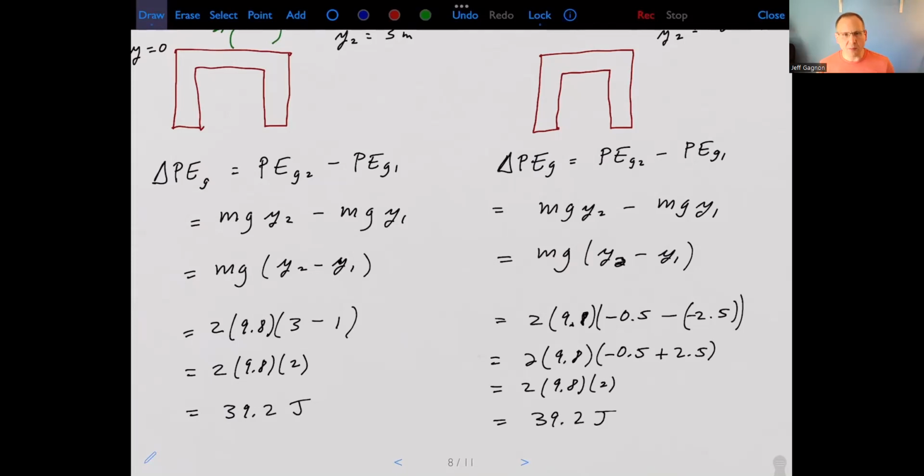So it doesn't matter what you choose as your reference point, because ultimately we're only interested in the change in potential energy, and that's going to be exactly the same regardless of what we choose as our reference point.